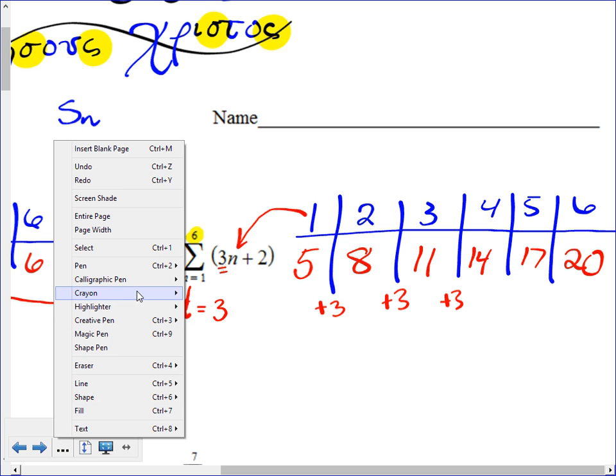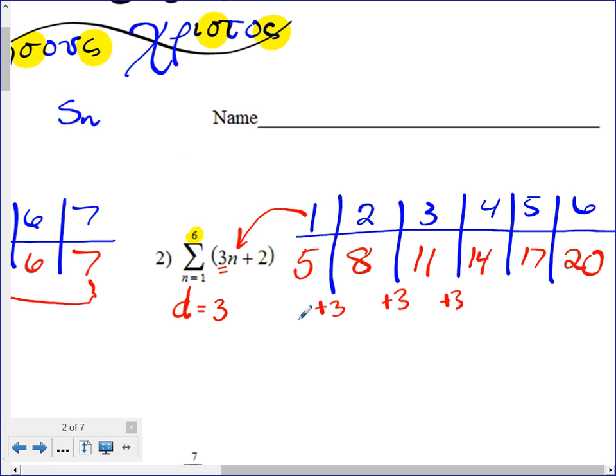Now to finish the problem, what do I need to do? Add them together. 35.